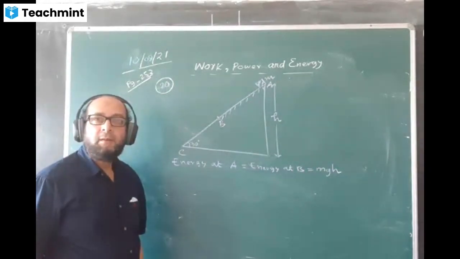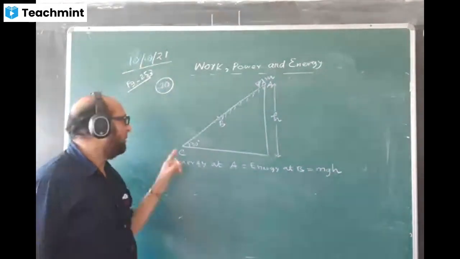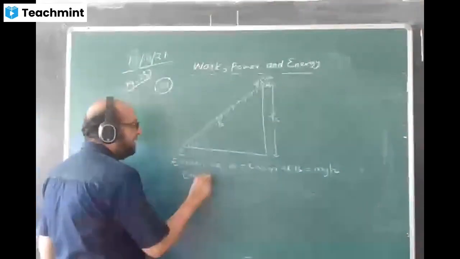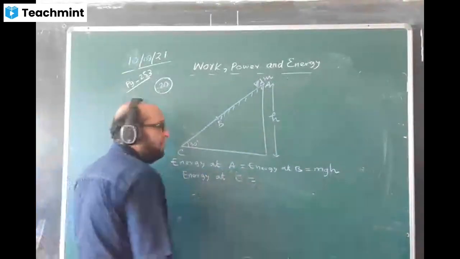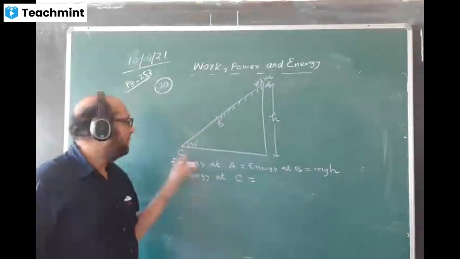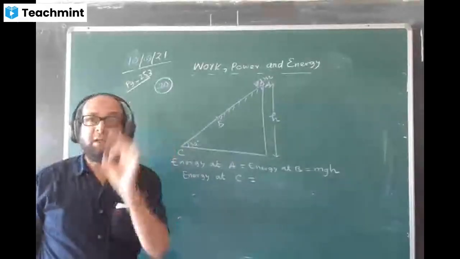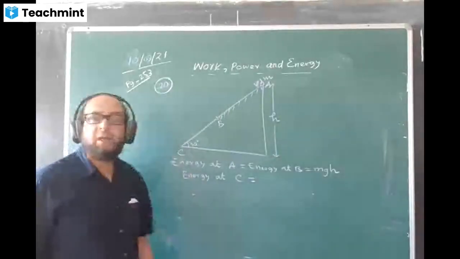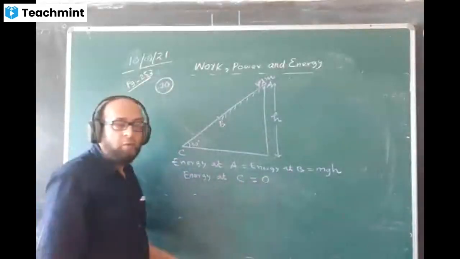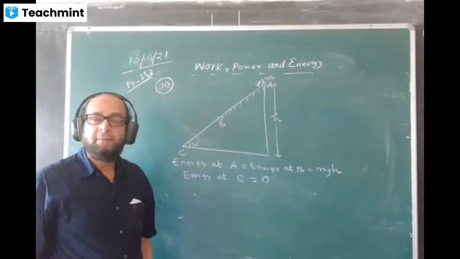Okay, boys? Yes, sir. What is the energy at C? Write down energy at C. What energy is it supposed to have at C? Kinetic. There is no height, only kinetic, but kinetic is also zero here in this case. Why? Because the body just comes to rest. That is why the energy we are finding becomes zero. Why is it becoming zero? Due to loss of energy due to friction.